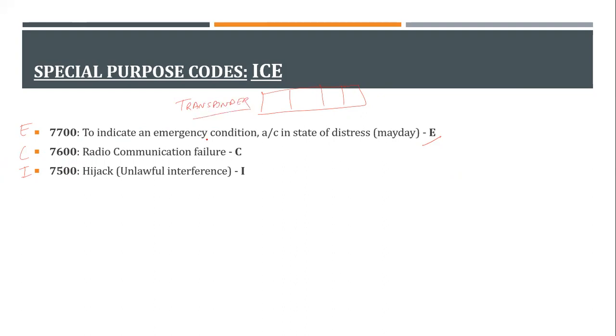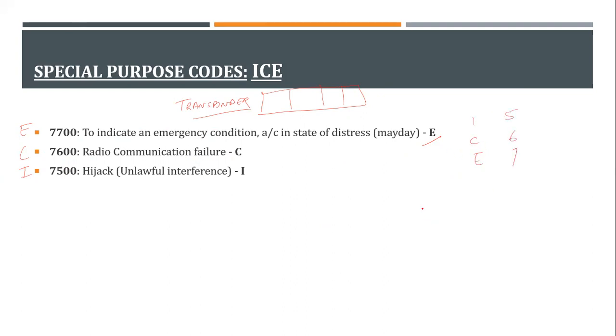So you can put on your transmitter 7500, because if by chance any hijack takes place, they will ensure that you do not communicate with the ground. So how can you communicate to the ground telling them there is a hijack? Simply by putting 7500. How to remember this? ICE.